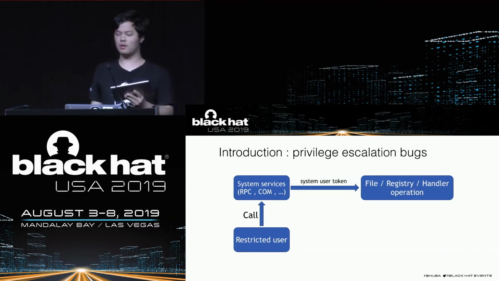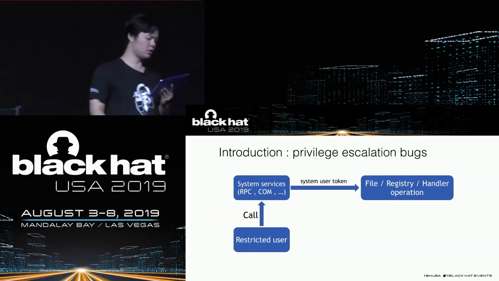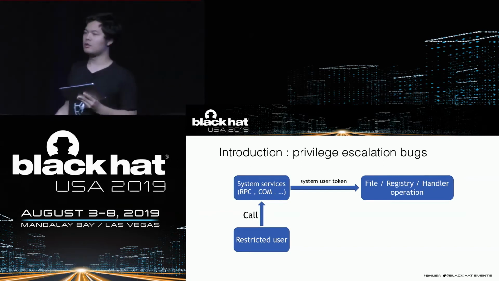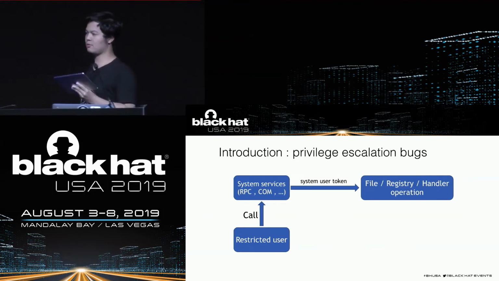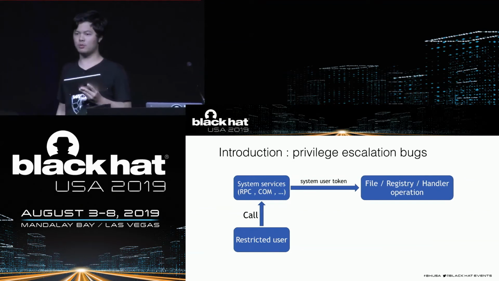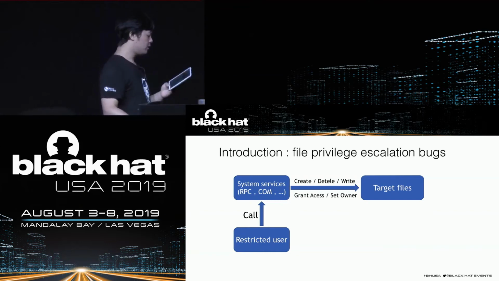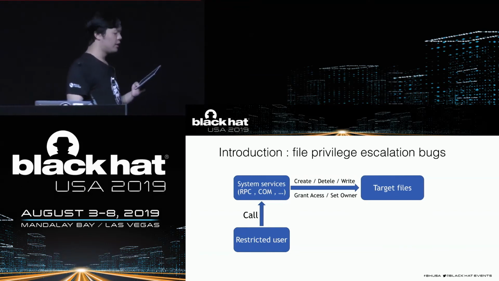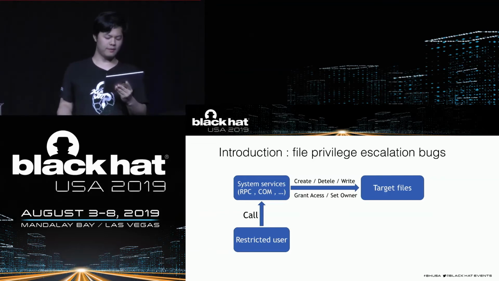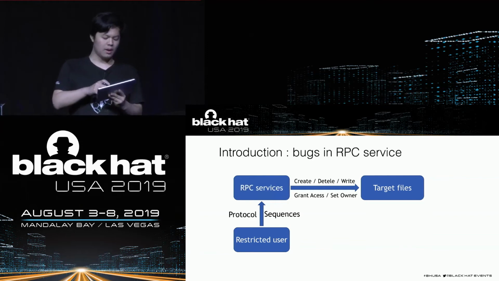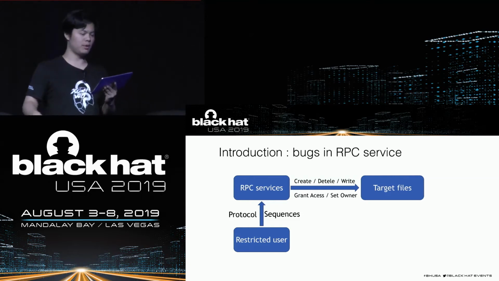So what are logical privilege escalation bugs? All of us know the restricted user could communicate with a system service through RPC or COM or some other ways. And the system service will do some operations, such as file operations, registry, or handler operations. When we do file operations, it could grant access or set owner, or create, delete, or write files. And most of the bugs I'm talking about today are in the RPC servers.